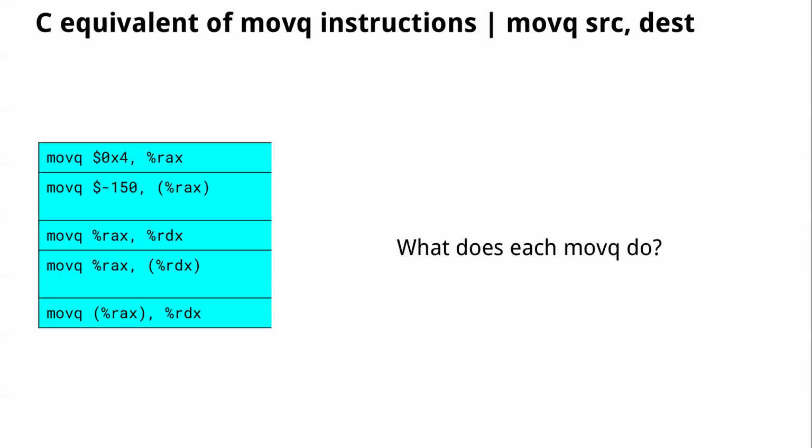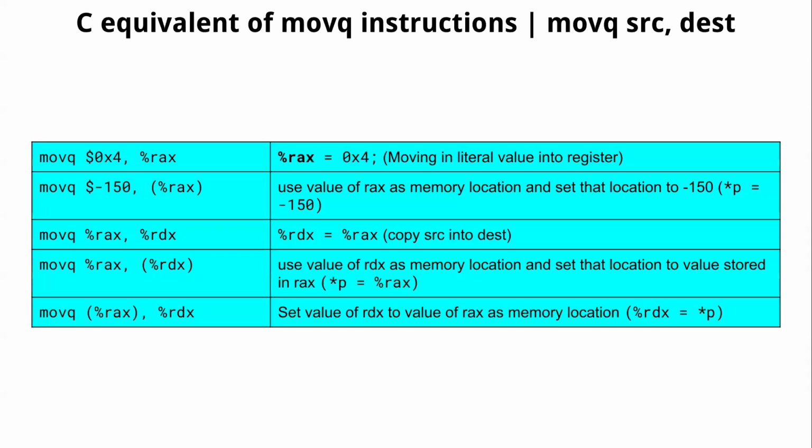So the next one is the reverse. We're moving something from memory to the register RDX. So those are those instructions. If you look at the C or high level language equivalent of this, we're assigning this number to this register. Then we're moving this, which is kind of like a dereference.